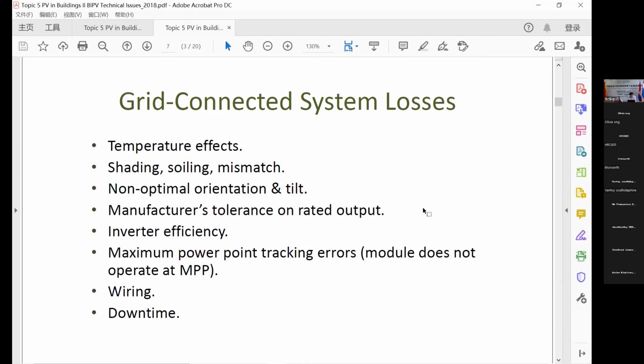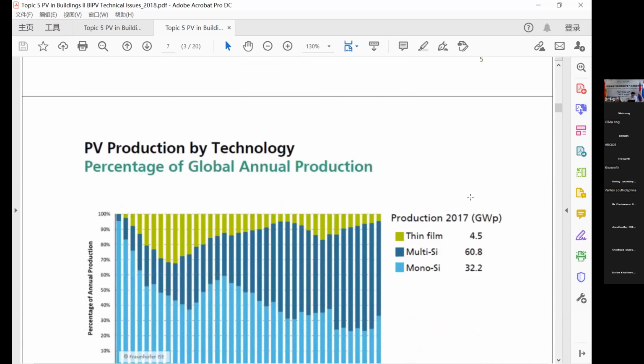And the wiring and the downtime varying is because wiring has its own resistance. Some wiring will cause some resistance energy loss, not because of the PV panel, but because of the wiring. Okay.